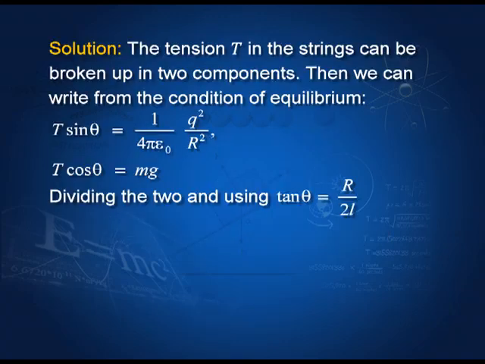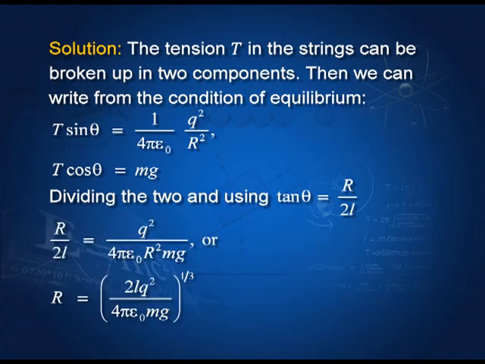It is a simple matter. T sin theta is equal to this, T cos theta is equal to this mg. So, divide one by the other, then we will get tan theta equal to r by 2l. So, when I divide one by the other, I will get tan theta, which is r by 2l. This is equal to q squared by this, and from this I can get r, and r is given by 2l q square divided by this. Remember that r, the distance between them, is proportional to the cube root of L.